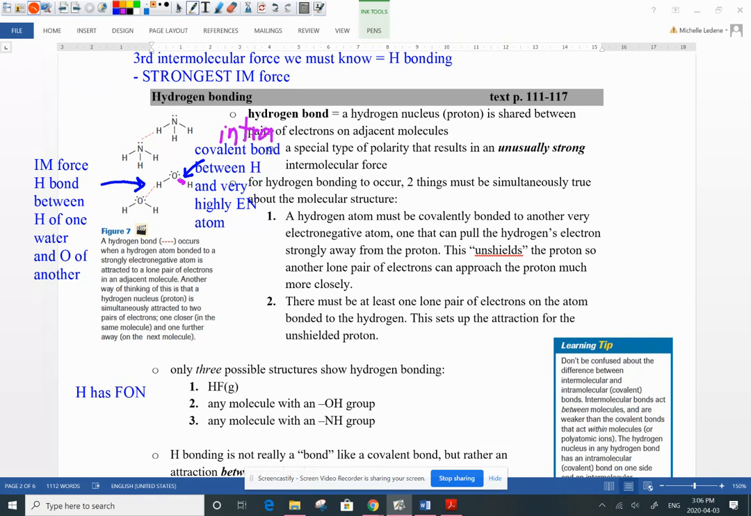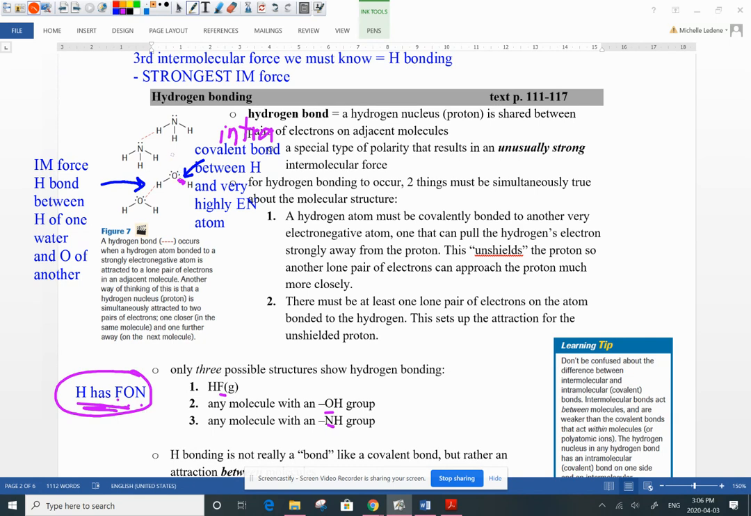How do I know I have an intermolecular hydrogen bond? I have three possible situations where you're going to see hydrogen bonding. I use this to remember it: hydrogen has FON. Either hydrogen is covalently bonded to fluorine, or an oxygen, or a nitrogen, FON. Hydrogen has FON. So here we've got our first condition, hydrogen bonded to that very highly electronegative atom.